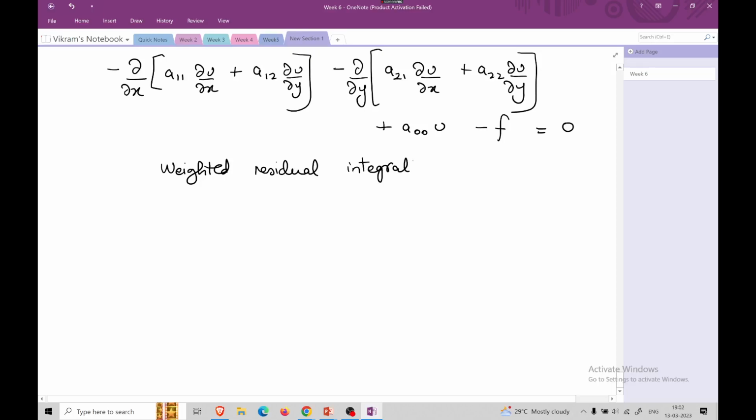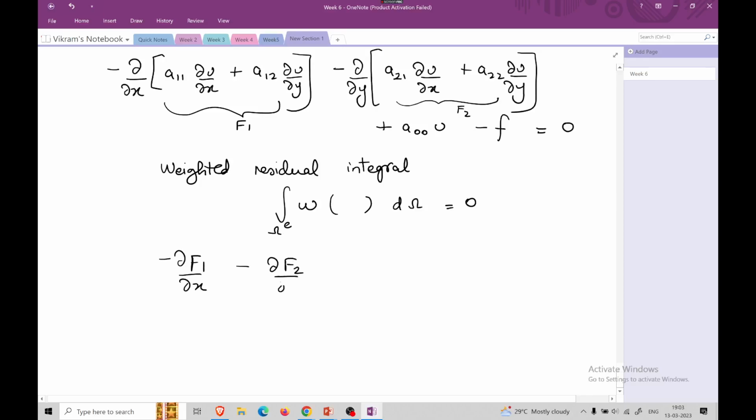So which means that I have this equation, I am simply going to multiply w into this equation and integrate over the domain equal to 0 over the element. So to simplify this equation, I will make this term as f1 and I will make this whole term as f2. So my equation now becomes dou f1 by dou x minus dou f2 by dou y plus a00 into u minus f is equal to 0.